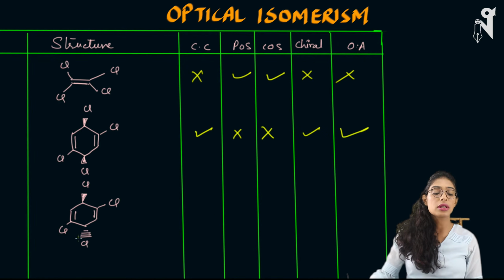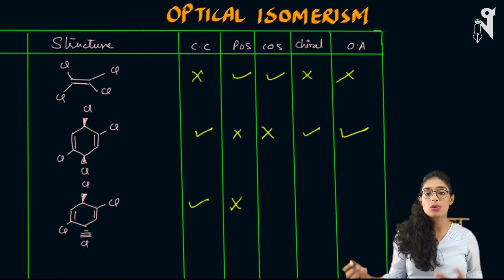Okay, now let's talk about the third question. In the third question, again, we have chiral centers, we don't have POS. Why don't we have POS? Because when we cut it into half, we are not getting the mirror image on the other side. So we don't have that mirror image on the other side, hence no POS.